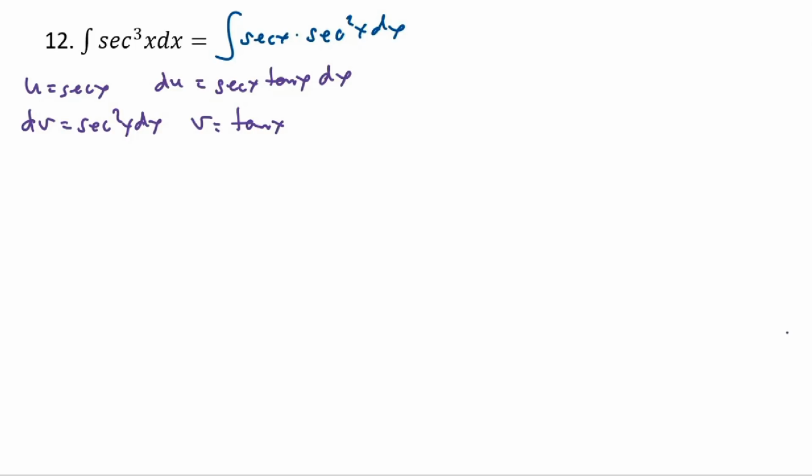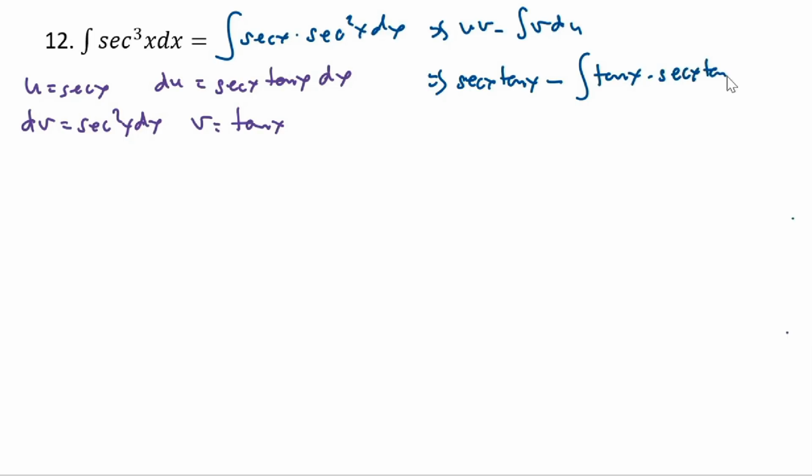By writing the formula of integration by parts, I have here equals uv minus the integral of v du. Writing that one, the product of uv will have secant x tangent x minus the integral of v du, which is now tangent x times secant x tangent x dx.